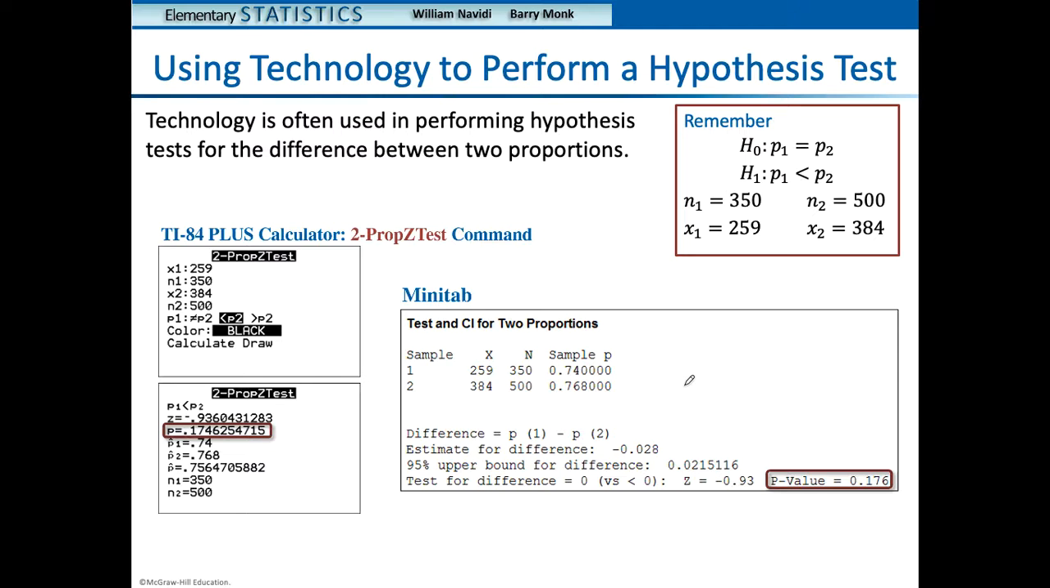Minitab also allows you to do hypothesis testing. We can't cover everything in this class, so we don't really go over Minitab, but if you use Minitab, this is the readout you would see. And again, it also gives you a p-value right there.